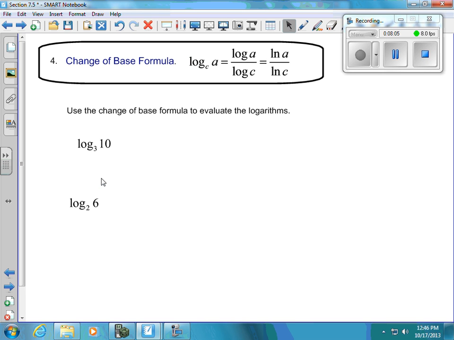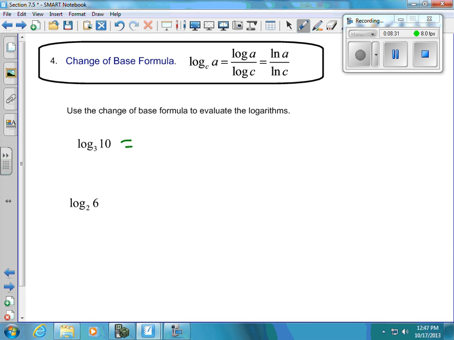We usually choose either log base 10 or natural log because those are the buttons that are on most scientific calculators. So basically it's saying the log base c of a value a can be found by taking the log base 10 of a divided by the log base 10 of c, or the natural log of a divided by the natural log of c. And I'm going to show you how we can do it on the calculator to get the same answer.